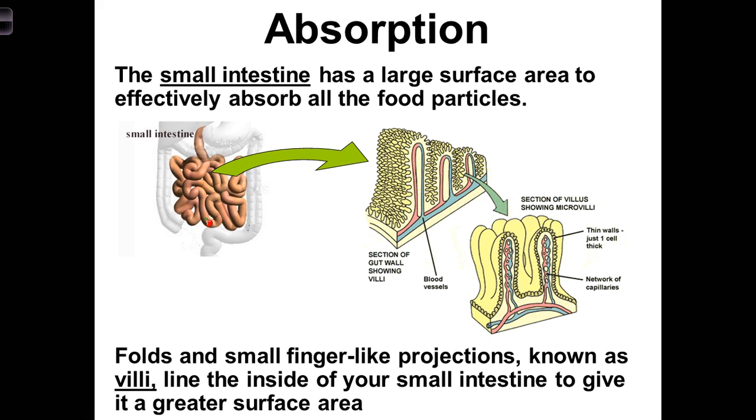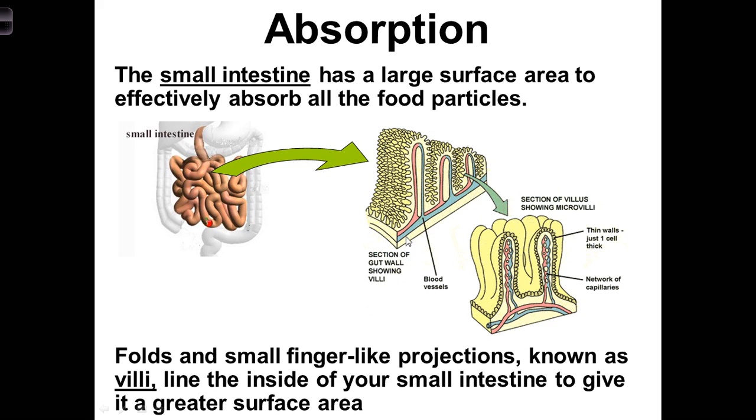How does it have such a large surface area? Well, one thing that gives the small intestine such a large surface area is the fact that it's so long. This thing is actually meters and meters long, several meters long inside a human. The fact that it's so long already gives it quite a lot of surface area, but it wouldn't be nearly enough without these special folds.